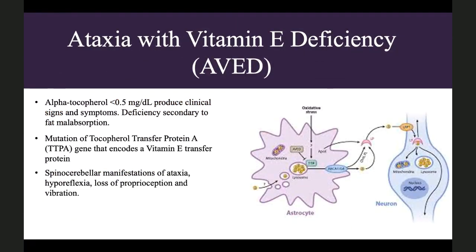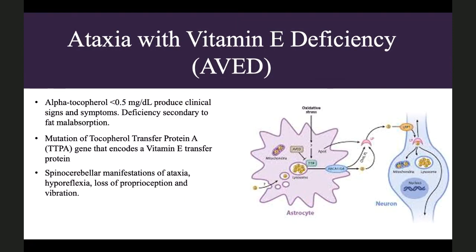Ataxia with vitamin E deficiency. So this is vitamin E deficiency producing ataxia. Alpha tocopherol levels here are less than 0.5 milligram per deciliter and frequently occur secondary to fat malabsorption. But there can also be a mutation in the tocopherol transfer protein A or TTPA gene.